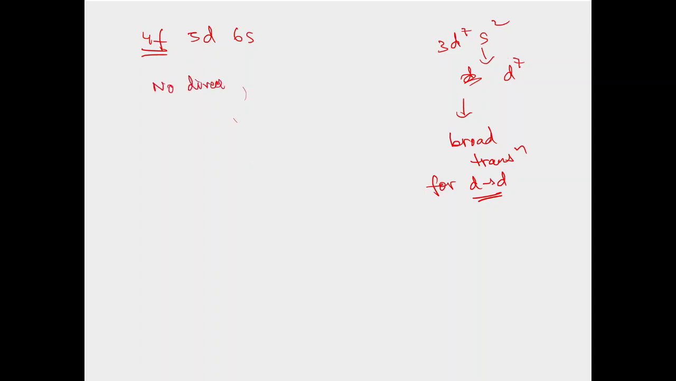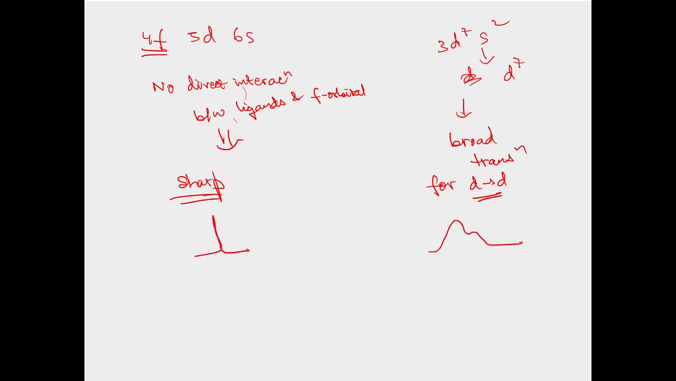whereas since f is deeply buried inside, there is no direct interaction between ligands and the f orbital. And because of this, the f-f transition spectra which we see is sharp. We get a peak like this, whereas for d we will have something like this.